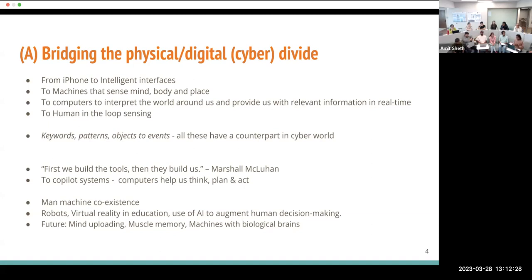And then there comes an era where the machines can understand and sense human mind, body, and place, which we saw in the MindLamp-like inventions, and then prototype-like inventions came that help humans, that means the computers that can interpret the world around us, and they provided us with relevant information in real time, which we saw in prototype-like applications like the MIT Sixth Sense project.